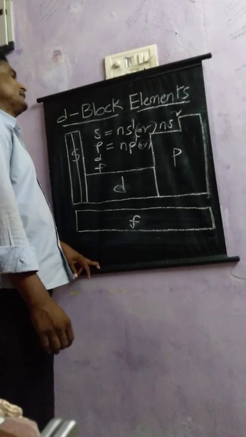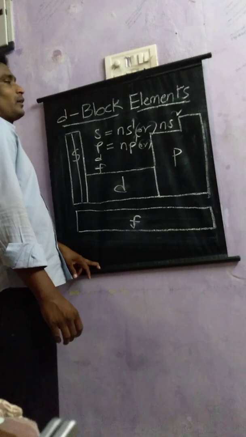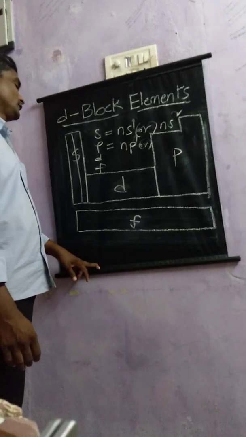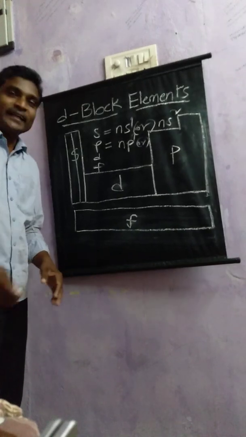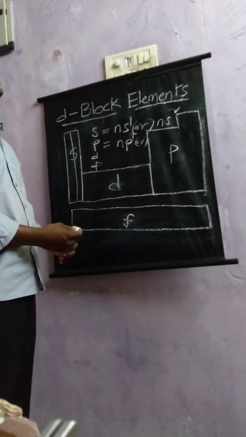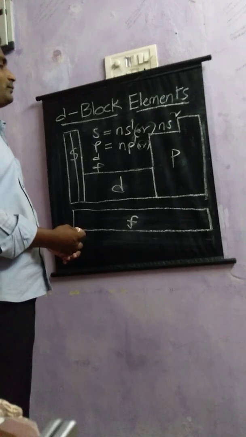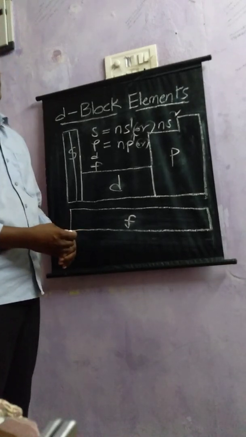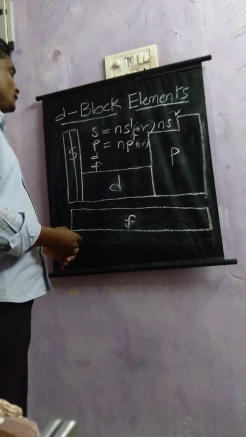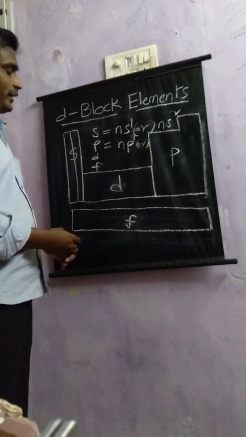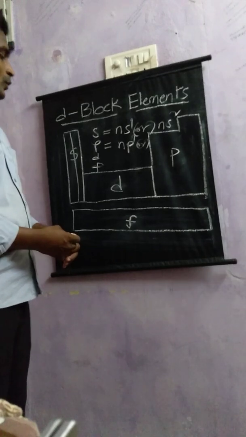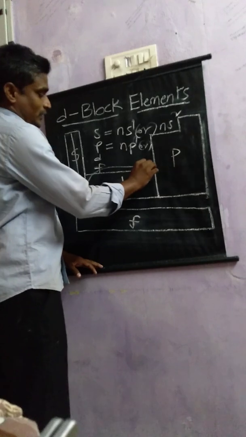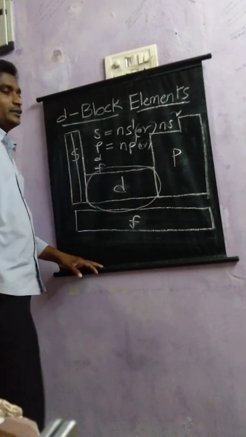On what reason are they classified into four block elements? So, to study the elements easily, they are classified into four main blocks: S, P, D and F. So, our concern is D block.